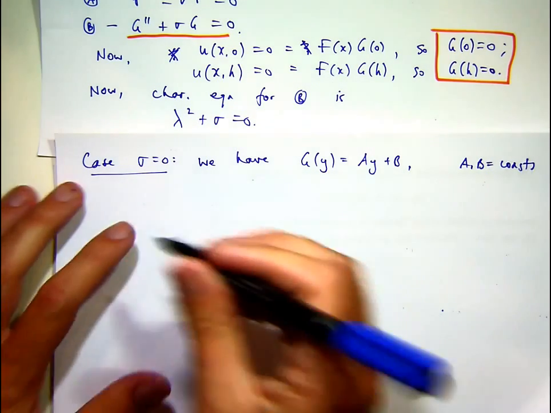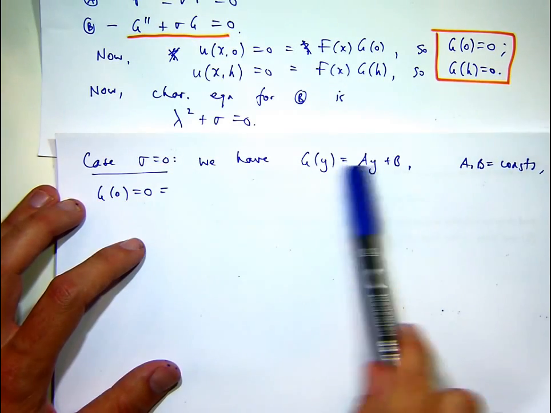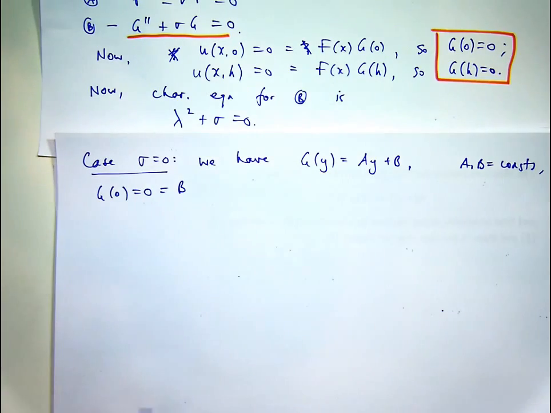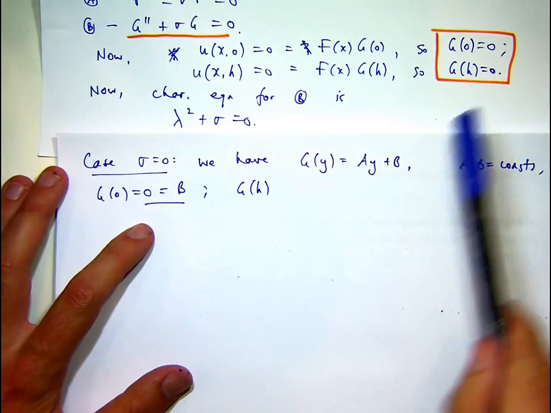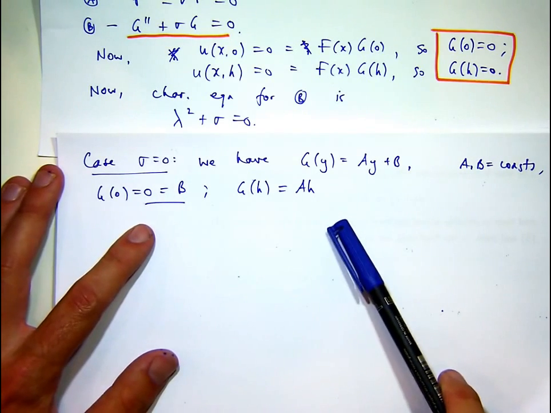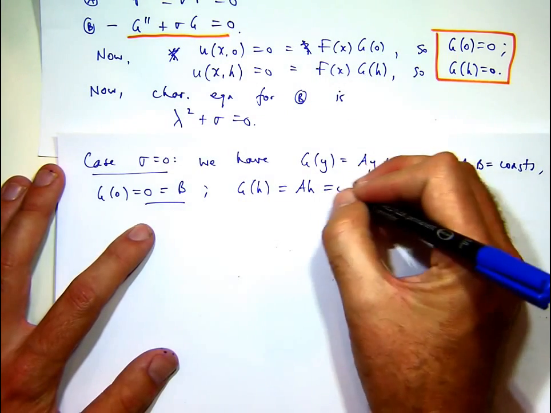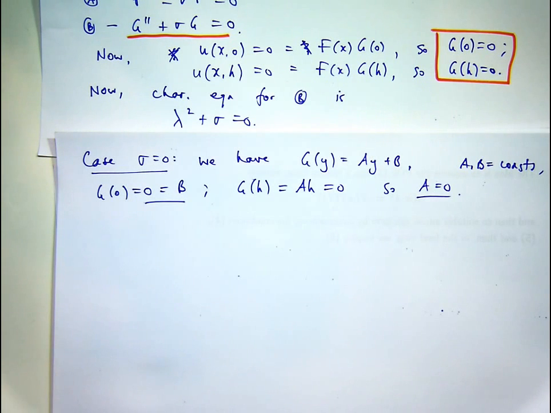So, let's take the first one. Plug in y equals 0, I'll get B. And so B equals 0. If I plug in H with B already equal to 0, I'll get AH. Now H is positive here, so A must be 0. All right, so we end up with a trivial solution. Now we're not interested in the trivial solution. We're looking for non-trivial, non-zero solutions to our problem.